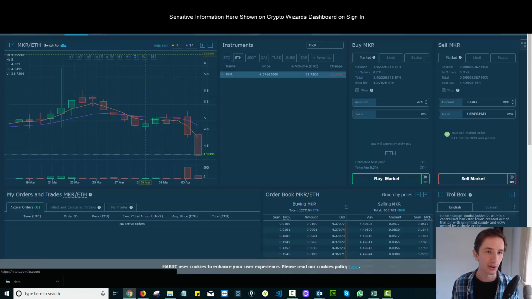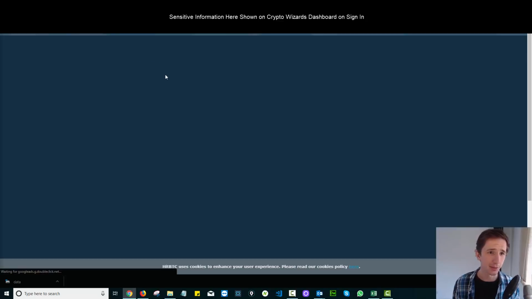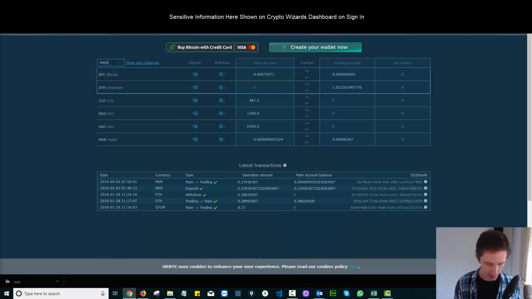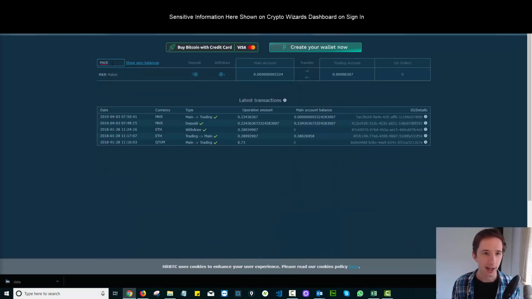So now I need to go to account. I'm going to actually open that in a new screen, and I'm going to put MKR in here. I'm going to put Ethereum in here. And you can now see I've got 1.022 Ethereum in my account. So I've just done that transfer. Obviously, it took a little bit of a transaction fee from that.